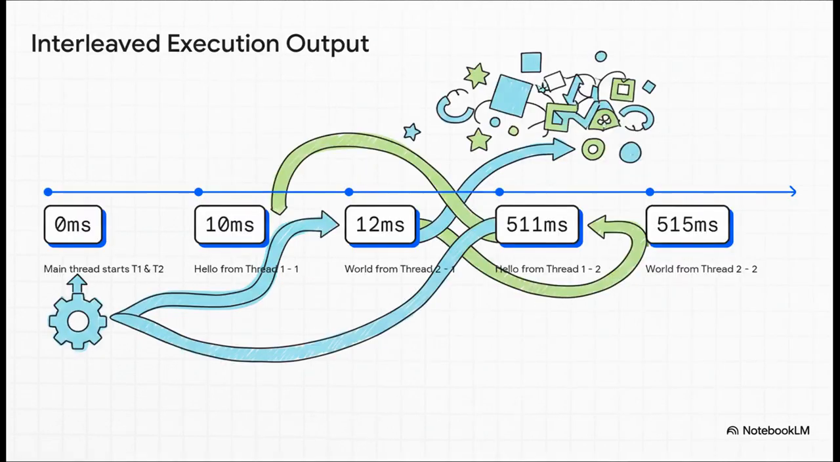And check it out. The output is all jumbled up. It's not 5 hellos and then 5 worlds. They're all mixed together. That's because both threads are running completely on their own at the same time. One prints, then maybe the other one gets a turn, and they just trade back and forth.